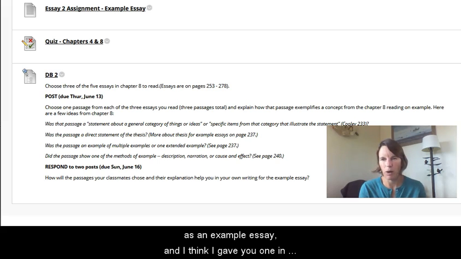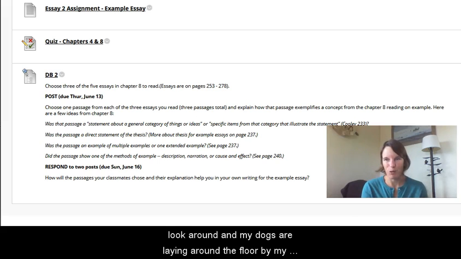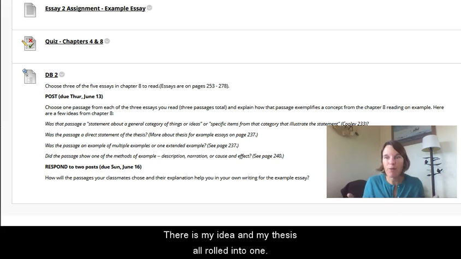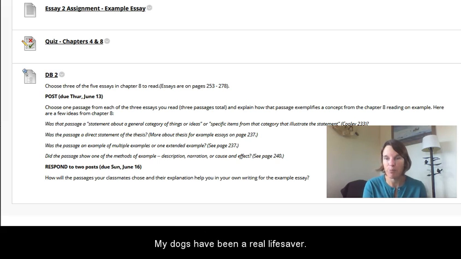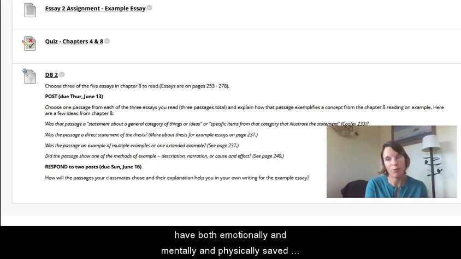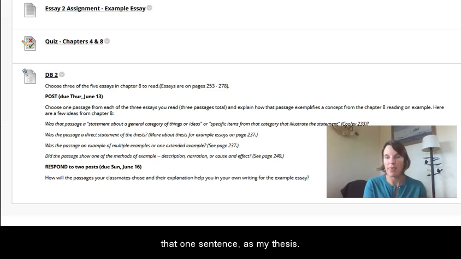I think I gave you one in the assignment itself, but I thought I could come up with something better than that. So I've been sitting back and I look around and there are my dogs lying on the floor by my feet. And I think, wow, my dogs have been a real lifesaver. Huh, there it is. There was my idea and my thesis all rolled into one. My dogs have been a real lifesaver. I can give plenty of examples of when I know that my dogs have emotionally and mentally and physically saved my life. And so I think that would make for a great essay. And I use that main idea, that one sentence, as my thesis statement.